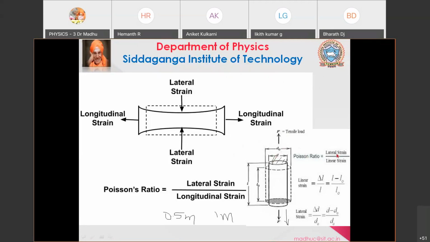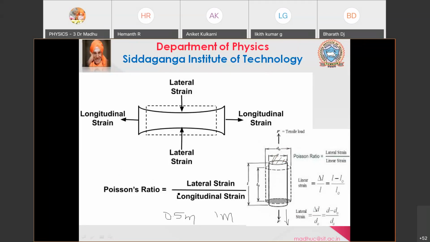Lateral strain is similar to your longitudinal strain. Longitudinal strain is change in length by original length, and lateral strain is change in diameter by original diameter. This is the second term. Using this, there is one more thing we call the Poisson's ratio. Along with these three moduli, Young's modulus, bulk modulus, and rigidity modulus, you will also have the Poisson's ratio.